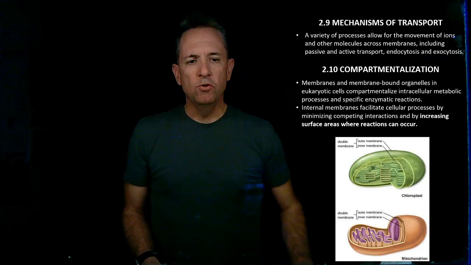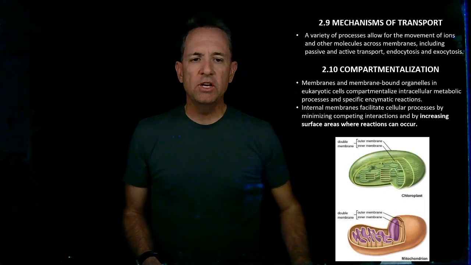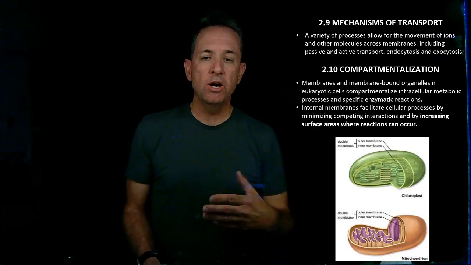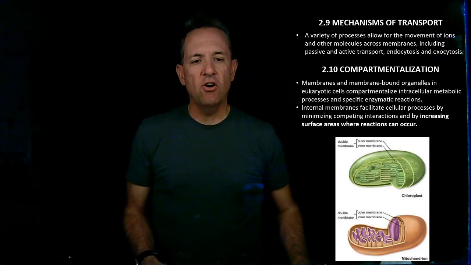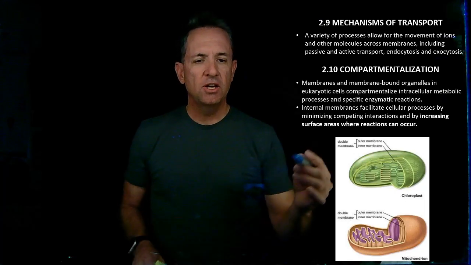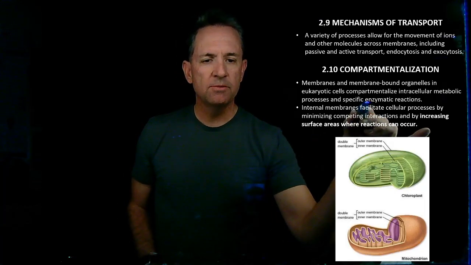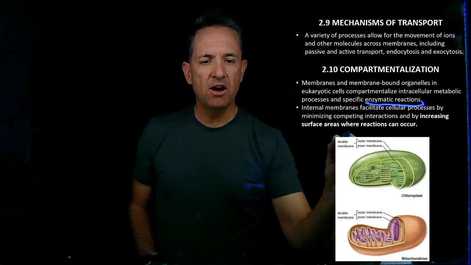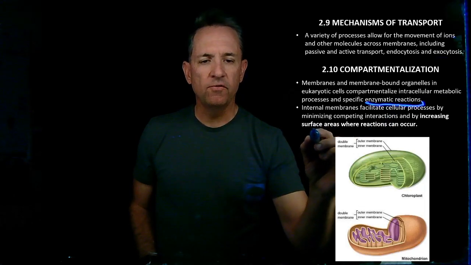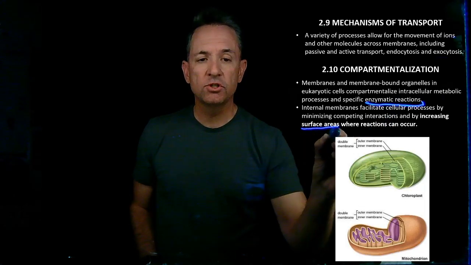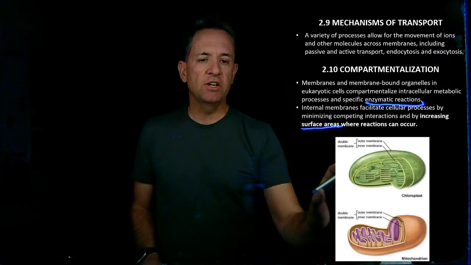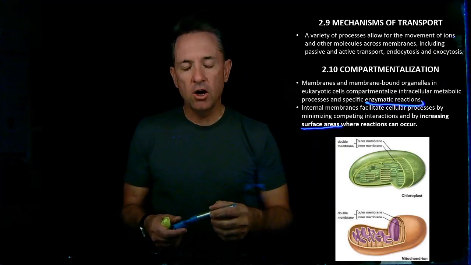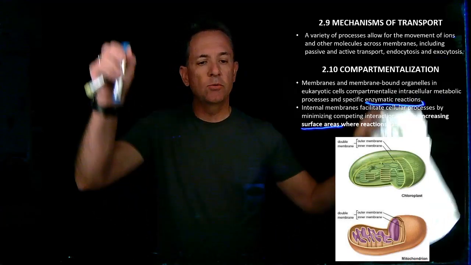We talked about moving things across. We already talked about endocytosis, exocytosis. Those are both forms of active transport, which requires ATP. 2.10, compartmentalization. Again, it's all about making the cell efficient. The more enzymatic reactions that you can have, the better. You're going to be more efficient. And how do you do that? By having more surface area. How do you do that? By having lots of folds. That's especially evident in the chloroplast of plants and the mitochondria of both plants and animals.